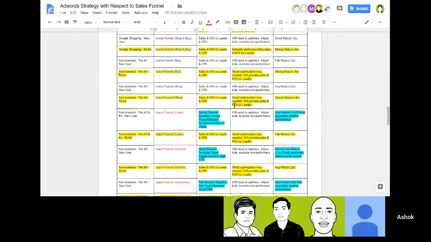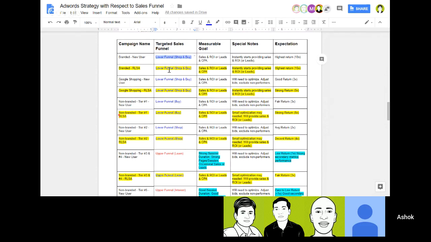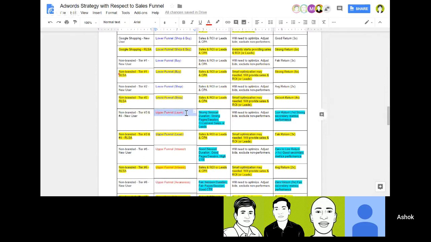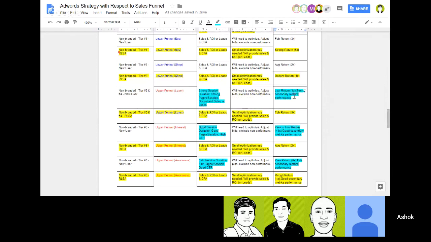Now I would like to talk about the colors here which I have highlighted. All the yellow highlighted shows that these are RLSA campaigns. All the blue highlighted shows that this is lower funnel. We are targeting lower funnel, and all the red highlight says that this is all upper funnel. So as soon as we start going into upper funnel, you can see the return also starts going down, low return, but strong secondary metrics performance. This is where we started focusing on engagement metrics.